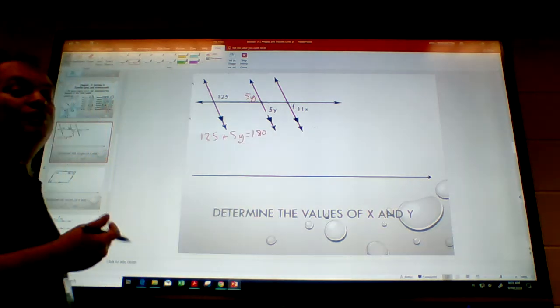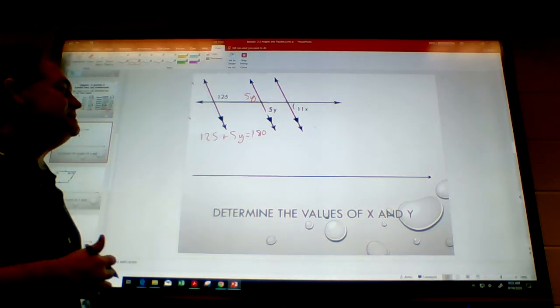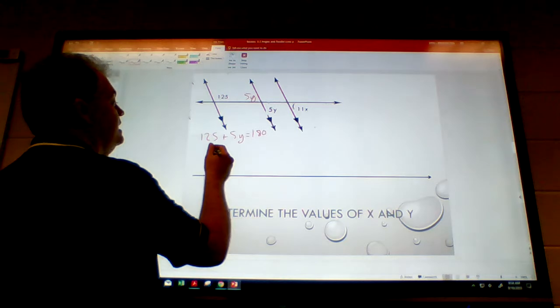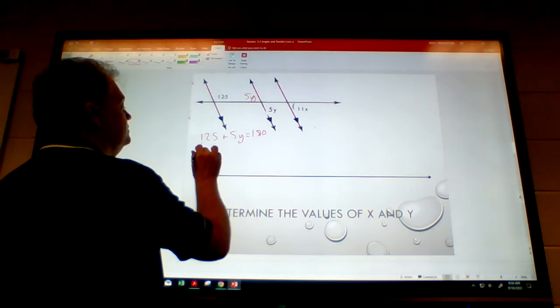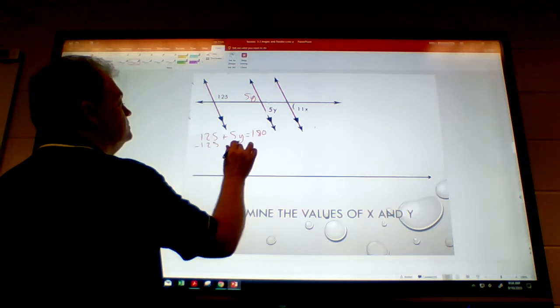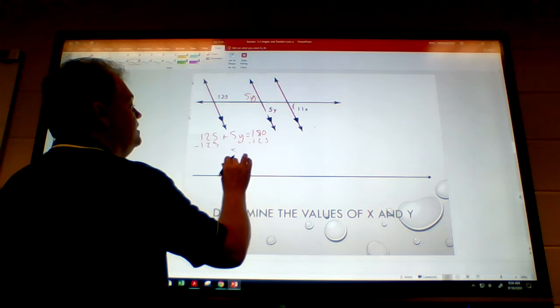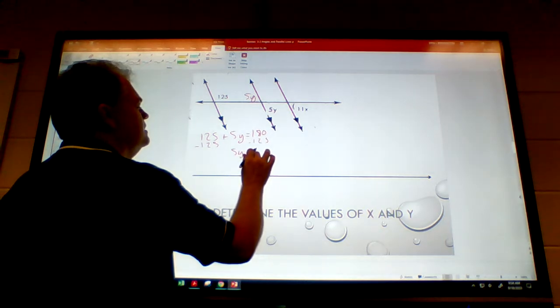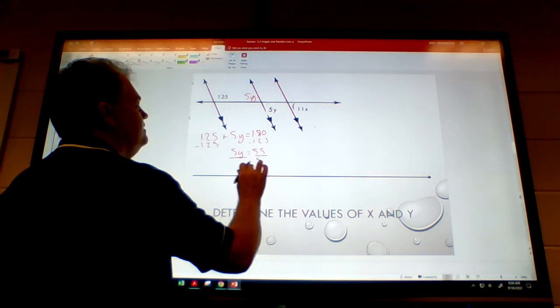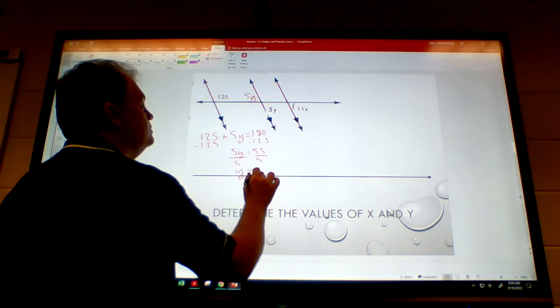And this will take some practice, by the way. It's just going to take some practice on your part. Okay, so I subtract 125. So 5y equals 55. So divide by 5. y equals 11.